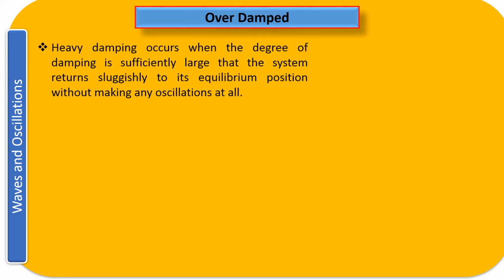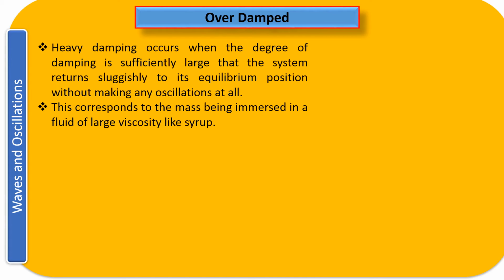First, let us read what is written over here. A heavy damping occurs when the degree of the damping is sufficiently large that the system returns sluggishly to its equilibrium position without making any oscillation at all. Thus, this corresponds to a mass being immersed in a fluid of large viscosity like syrup.